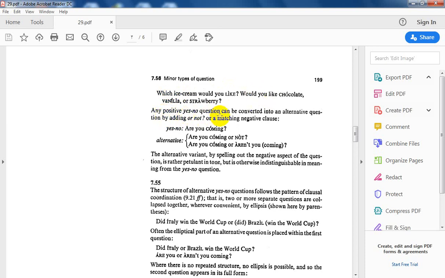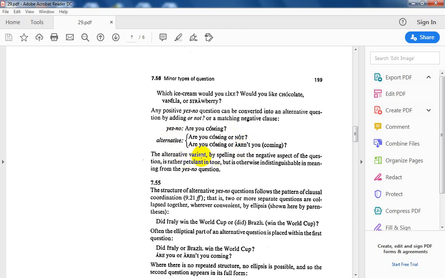Any positive yes/no question can be converted into an alternative question by adding on not or a matching negative clause. Are you coming? This is a yes/no question, where I cannot add on not. Alternative: are you coming or not? Are you coming or aren't you coming? With yes/no questions there is no such addition, but with alternative questions I can add on not or a negative clause, a positive and a negative clause.